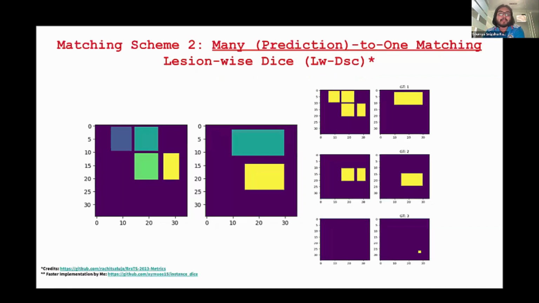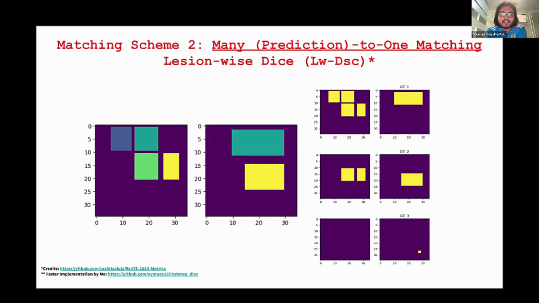What the BraTS team came up with was a many-prediction-to-one matching, so like a many-to-one matching formula. And you can see here that if there's any ground truth matching the prediction, assign them, and then calculate the dice for those specific ground truths. You would see here that one prediction is getting matched to two ground truths, which may be fine in terms of the overall calculation and how you want to frame it, but there's also the criterion of, do you really want to do that?